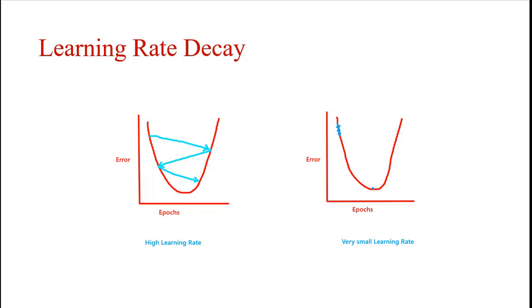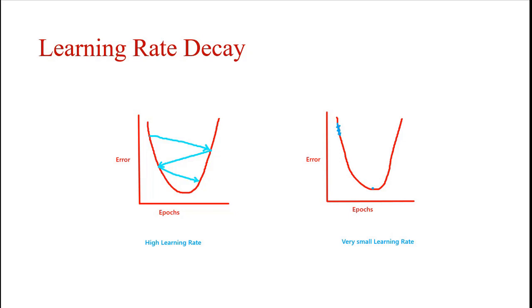Hello everyone. In this video, we will see what is meant by learning rate decay, why it is required, and how to use that in TensorFlow 2.0. So we know that learning rate will control the speed of learning. If we are using a high learning rate, then models suffer from overshooting.